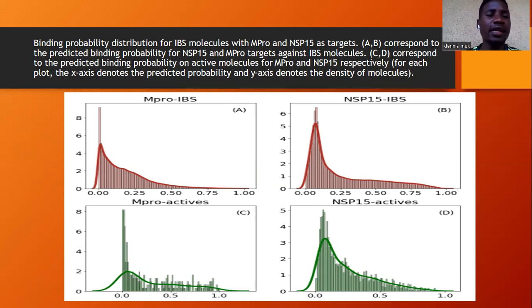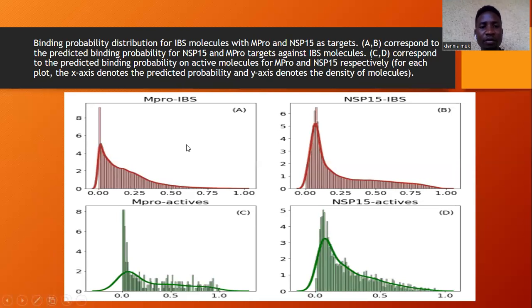So basically here they talk about graphs A and B that correspond to the predicted binding probability of NSP15 and the MPRO in the IBS molecules, which is up here. Then graphs C and D correspond to the predicted binding probability of active molecules from the MPRO and the NSP15 respectively, which is graph C and graph D, MPRO active and NSP15 actives. Sorry, I said inactive, but it's also active.